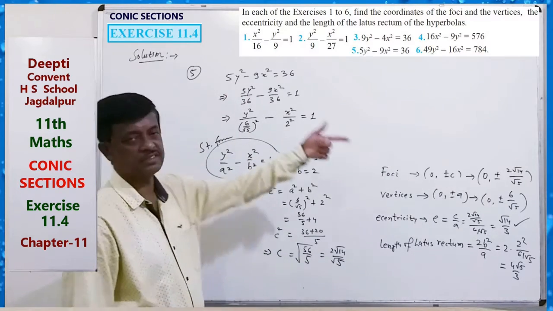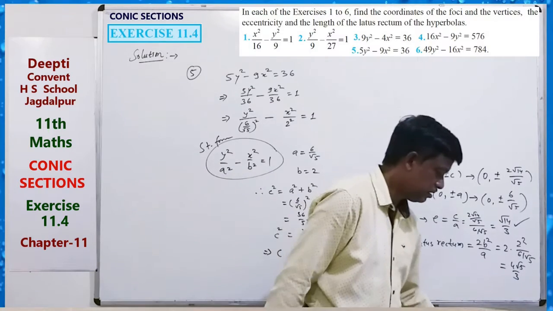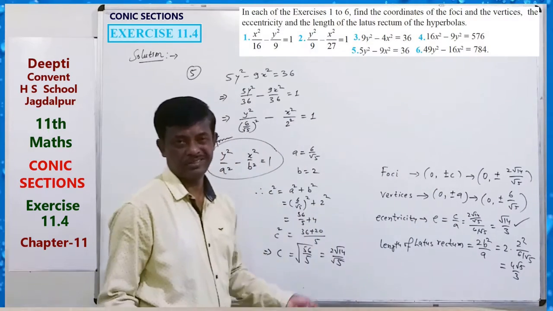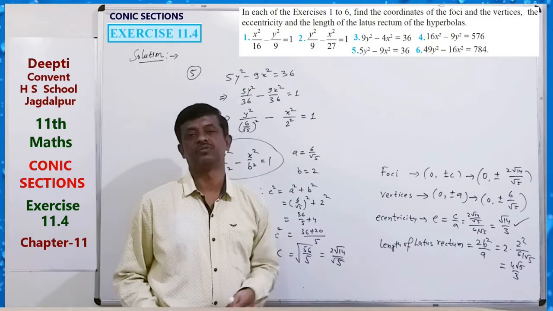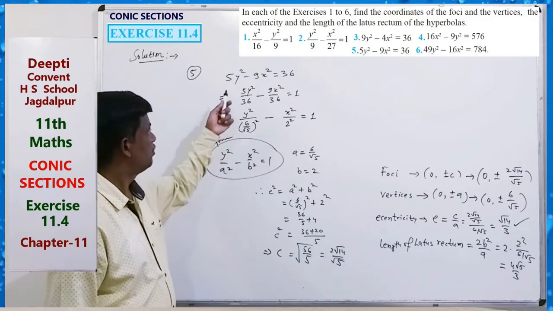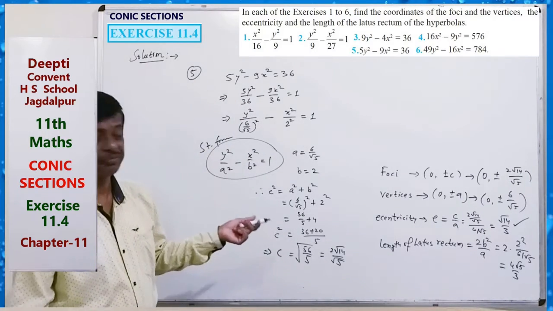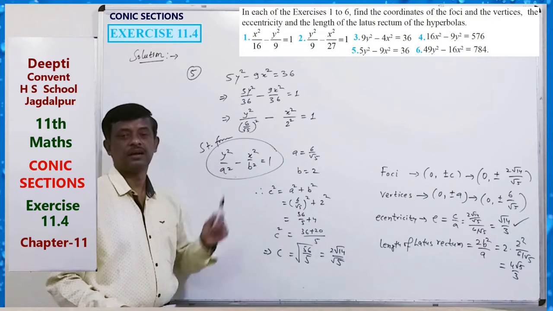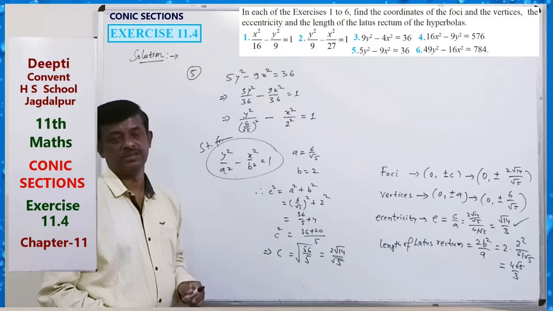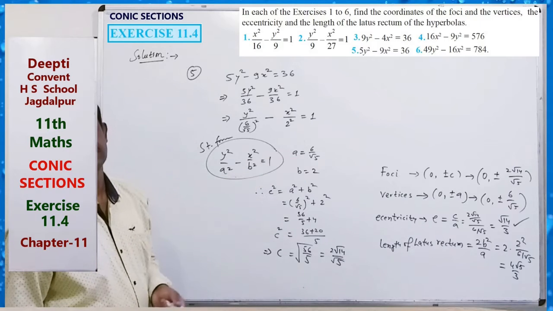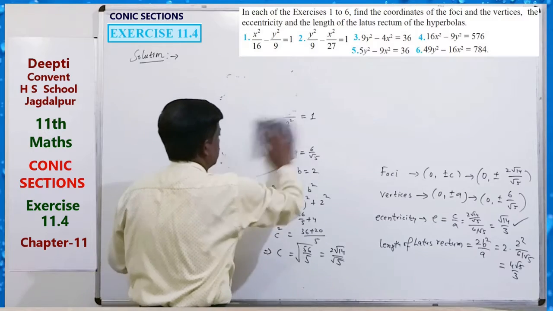Similarly you can do questions 3, 4 and 6, the same type of questions. You just have to find all these four quantities for the given hyperbola. First of all you have to decide the standard hyperbola, compare it, and find the values of a, b, c. Just write all the constants related to the hyperbola.